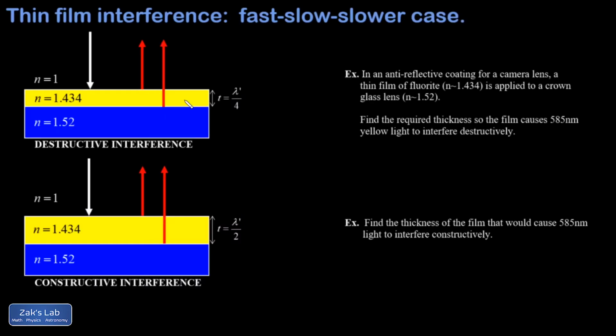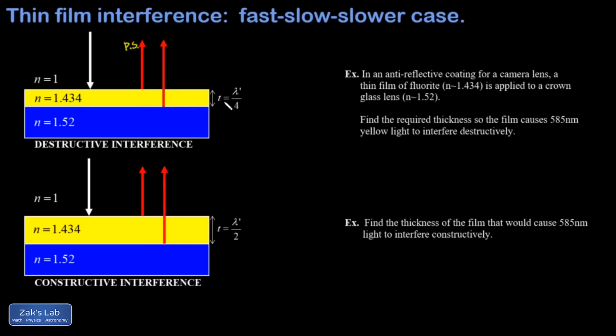The next major case that we cover is the fast to slower case. And the actual materials that I'm using in this diagram is a coating of fluorite on a crown glass lens. So this is a common way of creating an anti-reflective coating on a camera lens, for example. I can see my index of refraction just keeps getting bigger. So the fluorite is like 1.434 and the crown glass is 1.52. So this means my first reflected ray is going to be phase shifted because the light is slowing down. I get a phase shift in the reflection. The second one experiences a phase shift at its reflection as well.